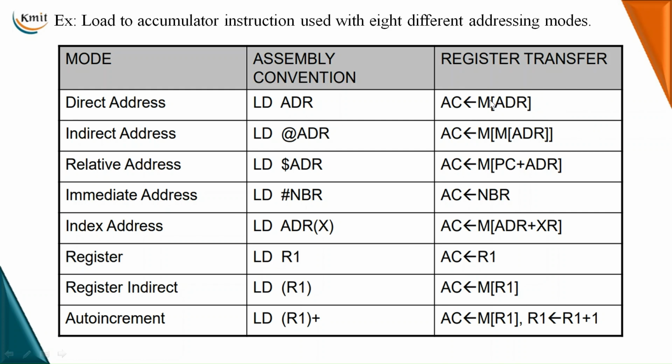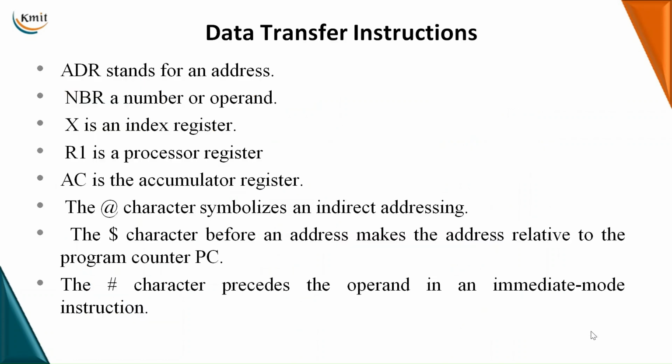So this is nothing but transferring information from a memory location to the accumulator or from a register to the accumulator. Whatever it is, the transfer operation takes place in all the different types of addressing modes. So this is an example of data transfer instructions.